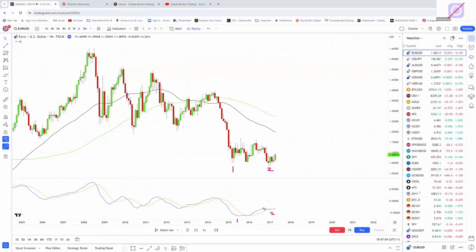Okay, I want it to come back and touch or cross back through it. Either way, I don't care. I want that blue line to come back down and touch the signal line, and that's why I keep that yellow line on my chart here. But the basics are that at points one to two, is there a divergence? Yes, there is. Right. Okay. So this is on the monthly chart.